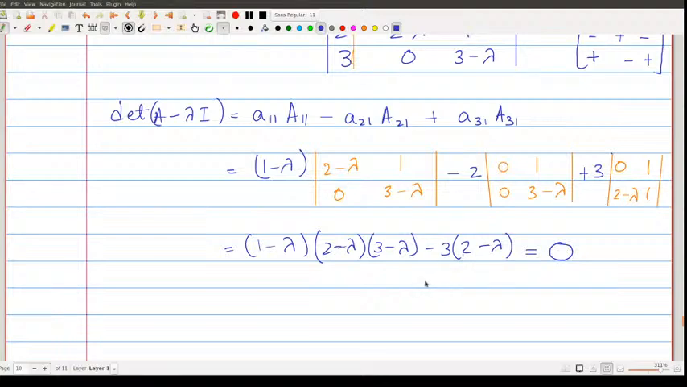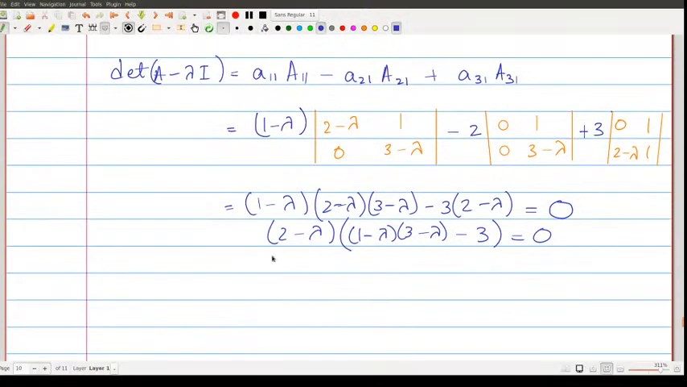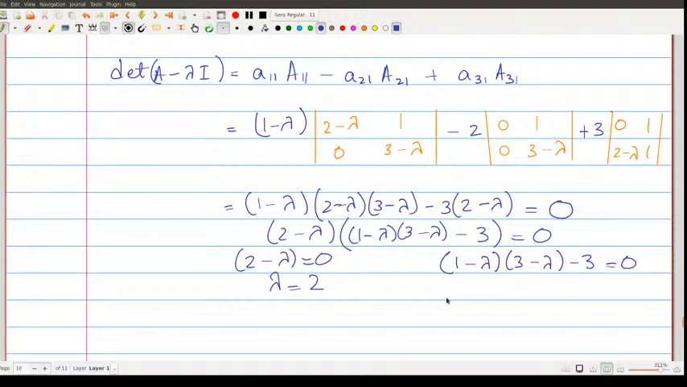If you solve this, maybe you can see that this is a common factor here, 2 minus lambda. So you can write this as 2 minus lambda times, and then you have 1 minus lambda, 3 minus lambda, and then you have minus 3 equals to 0. So this can be easily solved. You have 2 minus lambda equals to 0. That's the first equation. So one of the eigenvalues is 2. And then you can solve this quadratic equation, 1 minus lambda, 3 minus lambda, minus 3 equals to 0. Let's try to do this one.